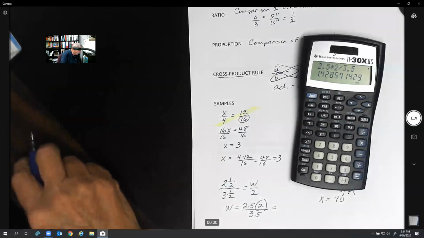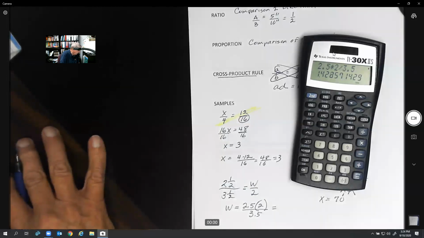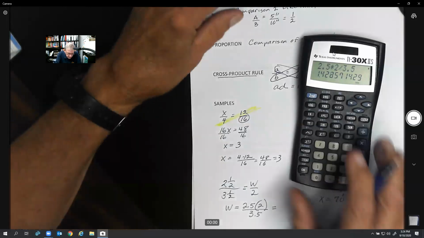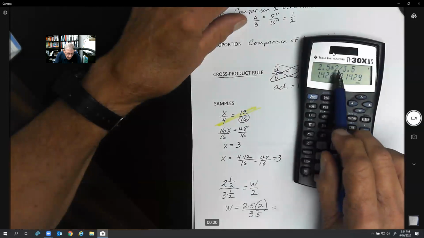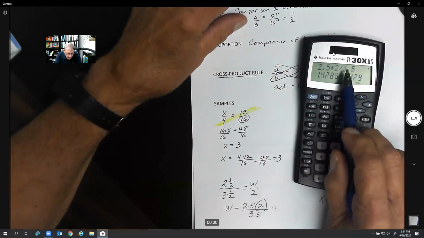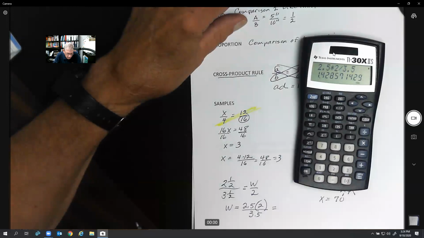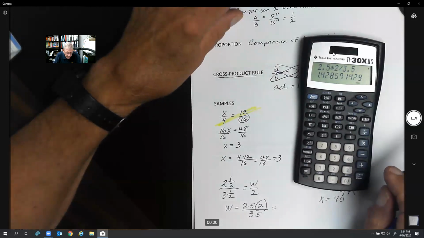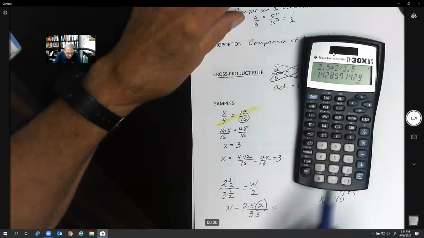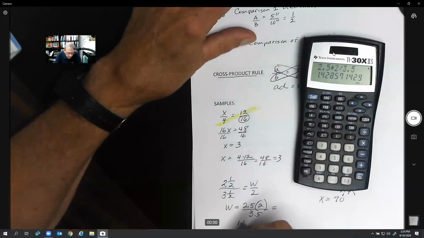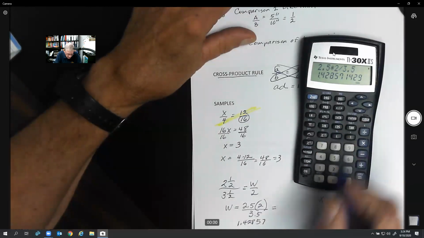Let me double check and make sure that's awfully big, but let me make sure. 2.5 times 2 divided by 3.5. Let me enter this a little bit differently and see, maybe I was thinking that this was 2/3. I don't know. It seemed like a big answer. 1.42857. Notice this looks like it's repeating.